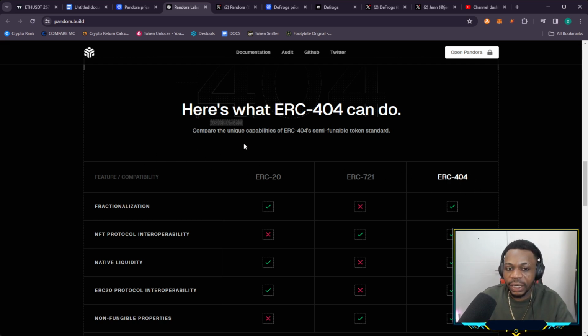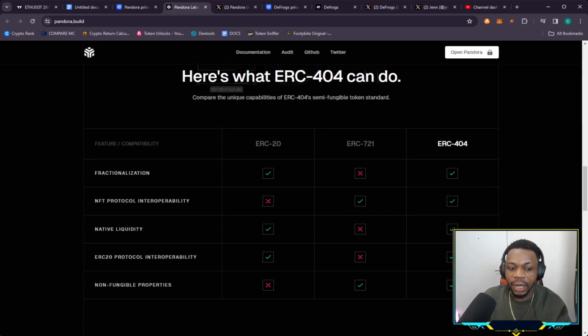So here they are giving you the comparison between the whole feature and what this can do or what this cannot do. So it says for fractionalization, ERC20, okay. NFTs, no. So ERC404, yes. That means ERC404 binding these two together to give you fractionalization. You can sell parts, bits of it. So you say NFT protocol interoperability. For ERC20, no. For ERC721, yes. And ERC404 can actually do this one.